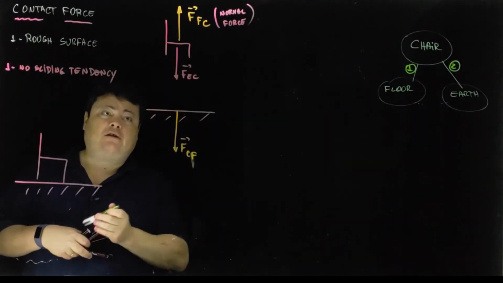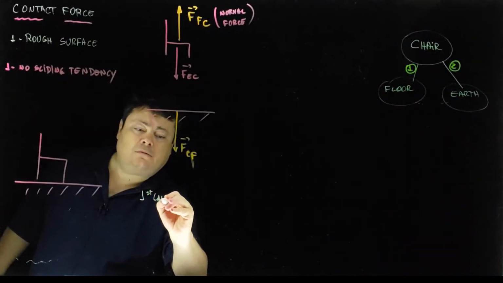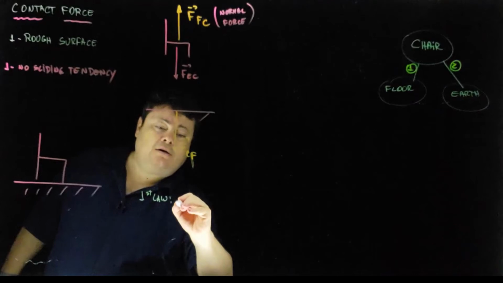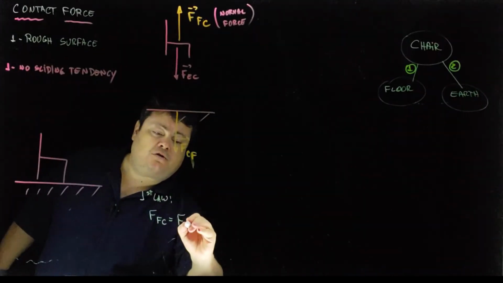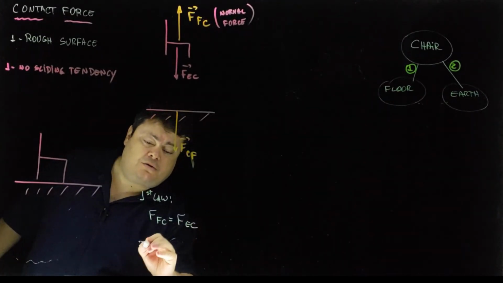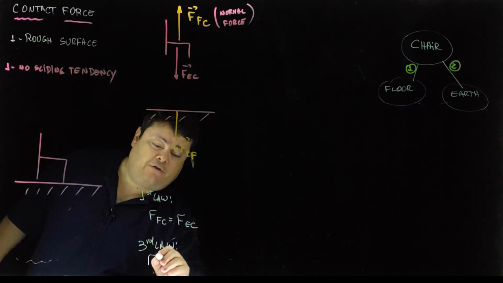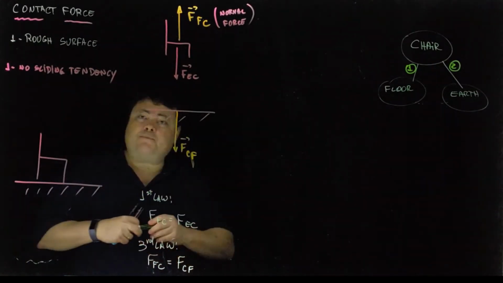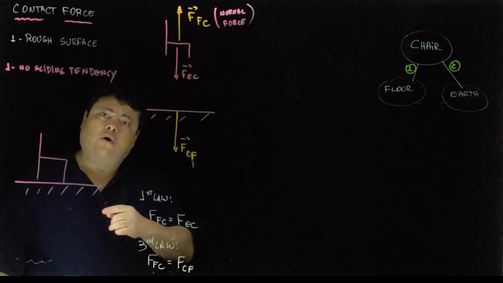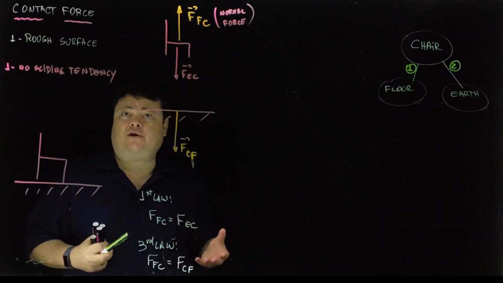From an equation perspective, Newton's first law would allow me to say that the force of the floor on the chair cancels the force of the earth on the chair, and Newton's third law would allow me to say that the force of the floor on the chair is equal to the force of the chair on the floor. It is important to know which law I'm using, because a small change in the system may change some of those equations.